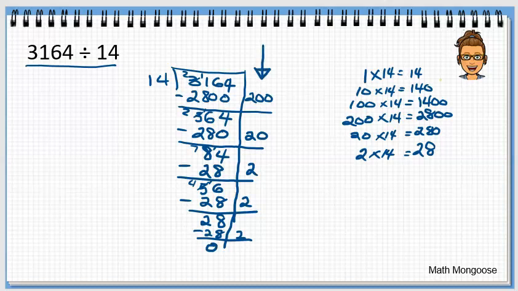So now we know how to look for our answer. We're going to look for our answer by adding all of these numbers on this side. And we can do that in our head. 200, 20, 2, 2, 2. That's 220, 222, 224, 226. And 226 is our answer.